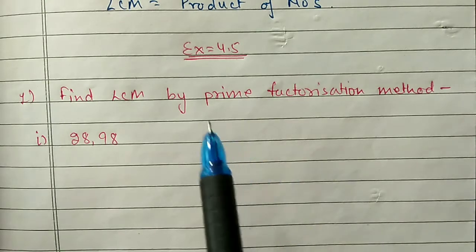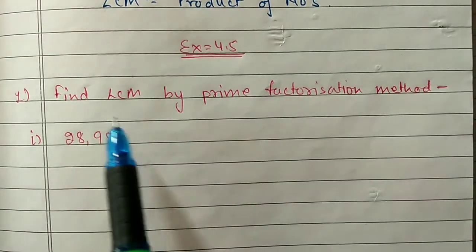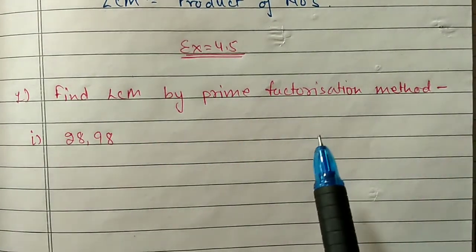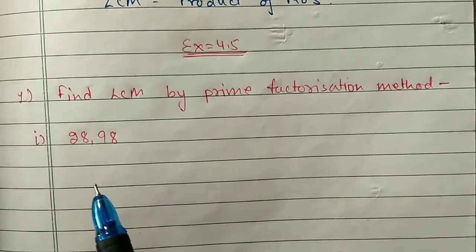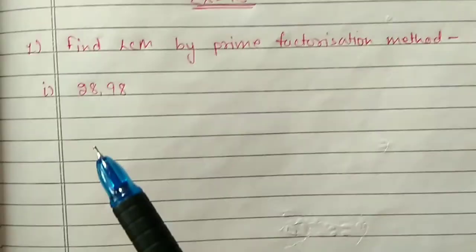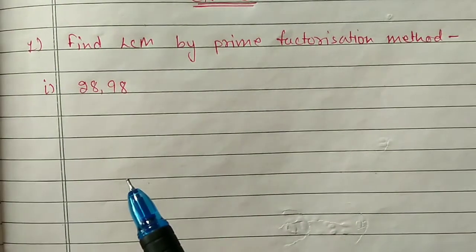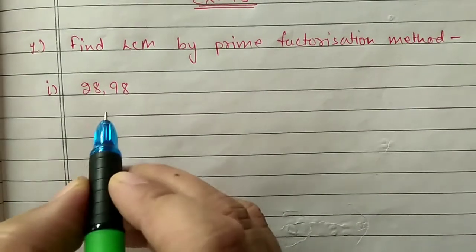Now we will start exercise 4.5. First question, find LCM by prime factorization method. First part, 28 and 98 is given. So first we will do the prime factors of 28 and 98.